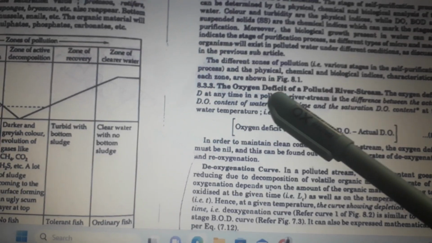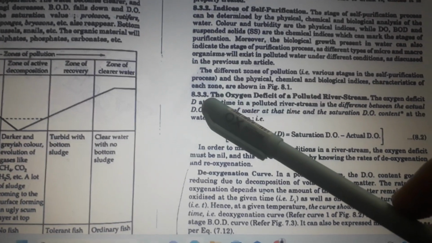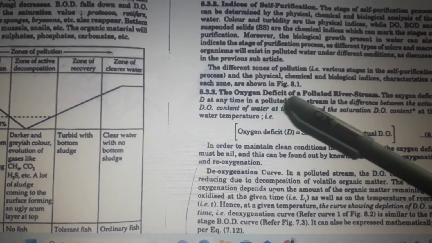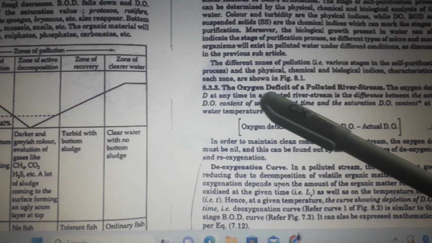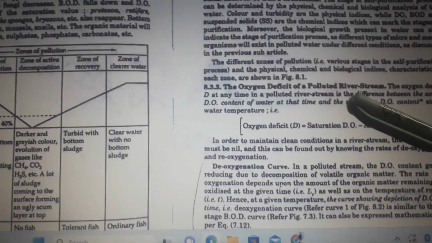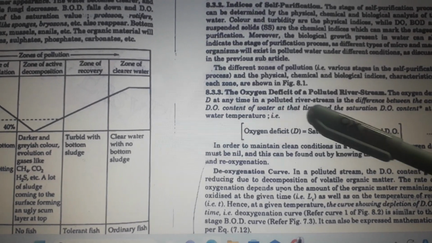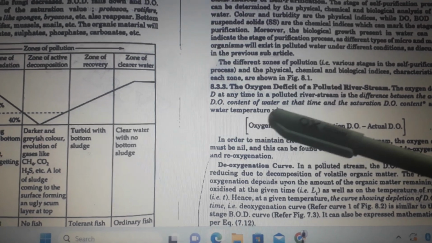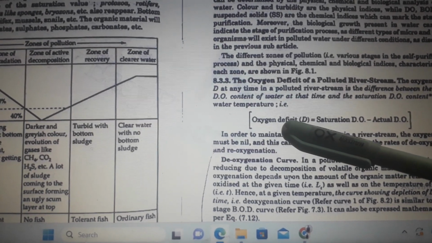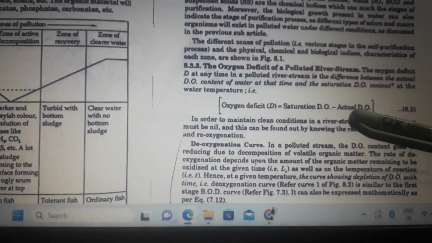The oxygen deficit of a polluted river stream. The oxygen deficit D at any time in a polluted river stream is the difference between the actual DO content of the water at that time and the saturation dissolved oxygen content at the water temperature. That is, oxygen deficit is equal to saturation dissolved oxygen minus actual dissolved oxygen.